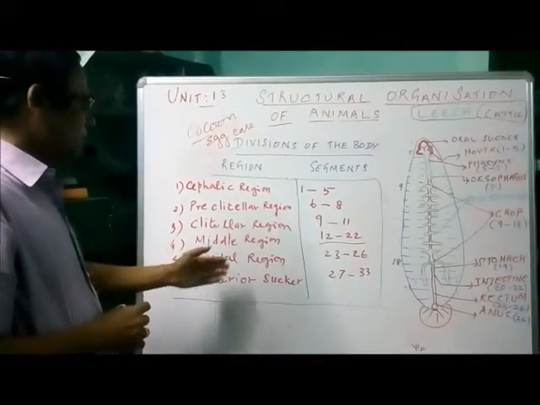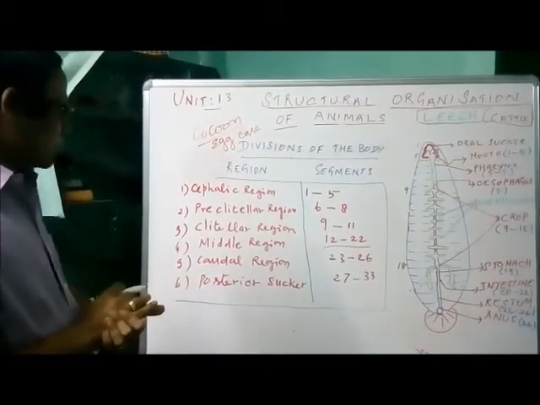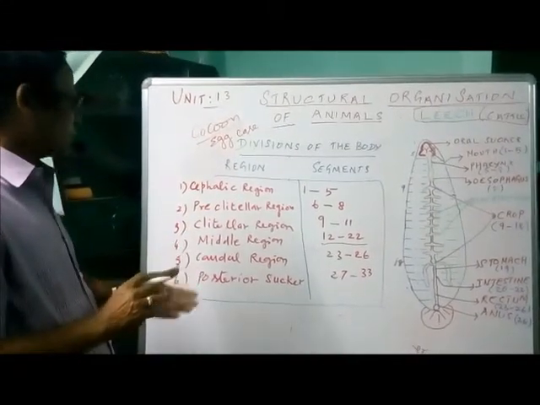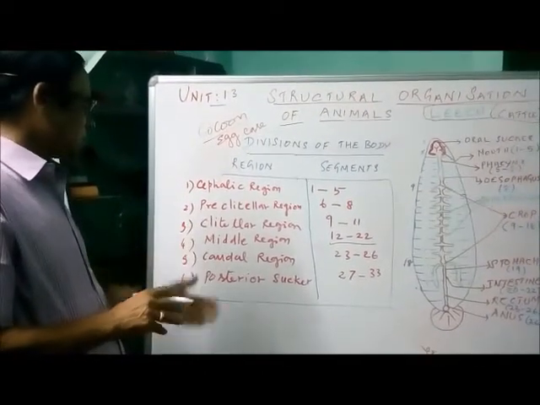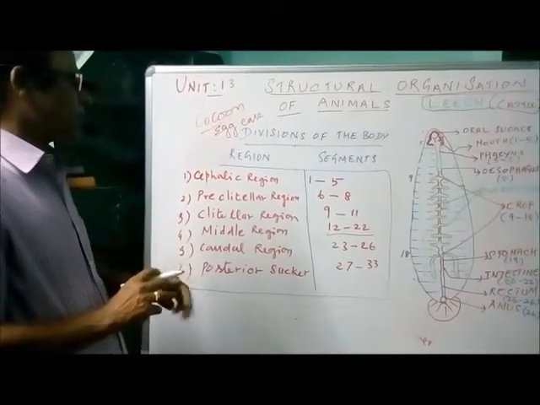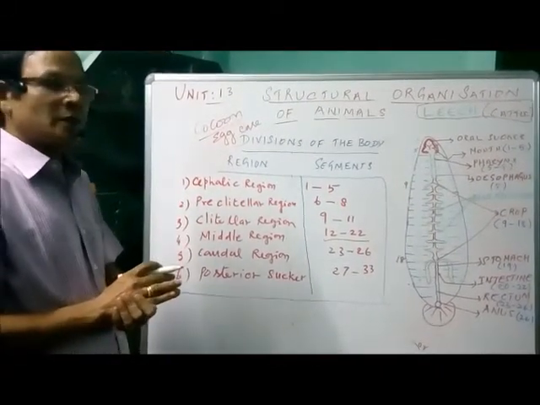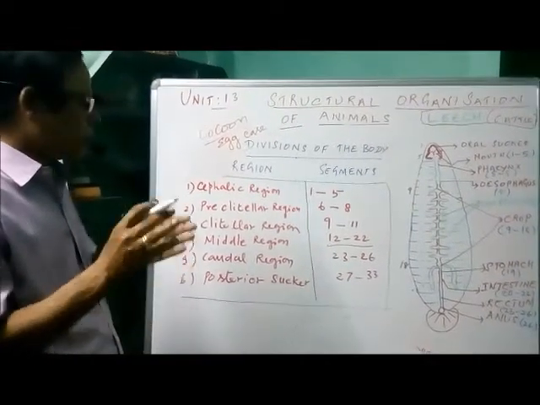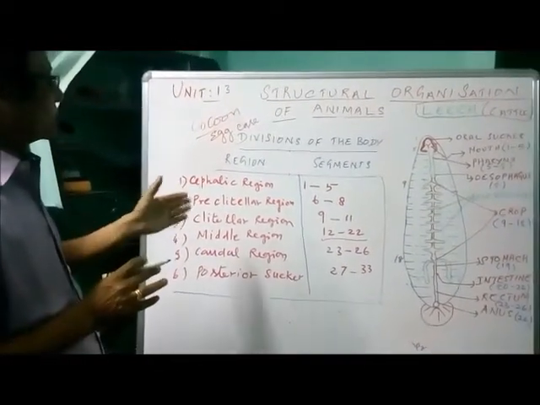Then the tail region or caudal region, we have 23 to 26. Then the rest of the 7 segments are modified into the posterior sucker. So we have 6 divisions of the body: cephalic region, pre-clitellar region, clitellar region, middle region, caudal region, and posterior sucker region. They are formed in specific segments: 1 to 5, 6 to 8, 9 to 11, 12 to 22, 23 to 26, and then 27 to 33, referring to the posterior sucker, the modified 7 segments of the posterior end of the body. Now, this is about the divisions of the body.